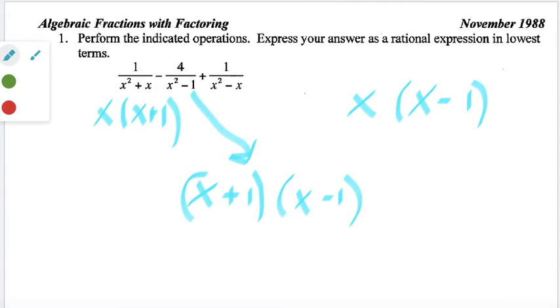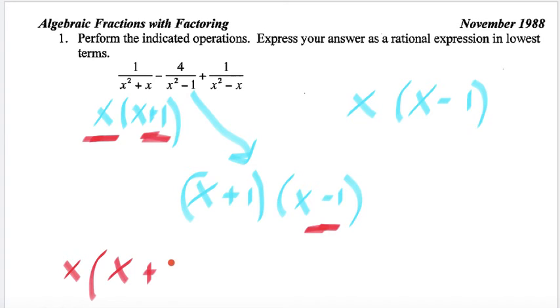Now, what's in my common denominator? I need to have an x. I need to have an x plus 1. I need to have an x plus 1, well, I already got an x plus 1, so let me not worry about that. I need to have an x minus 1. Yep, I don't have an x minus 1 yet. I need to have an x. I already got an x. I need to have an x minus 1. I already got an x minus 1. Okay, so we got it. Those are the common denominator.